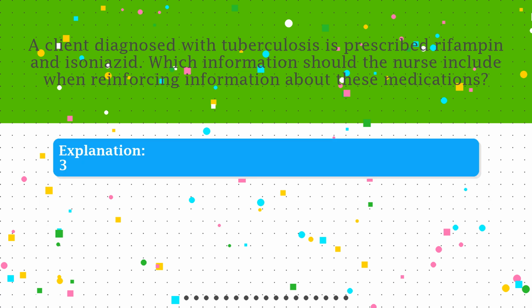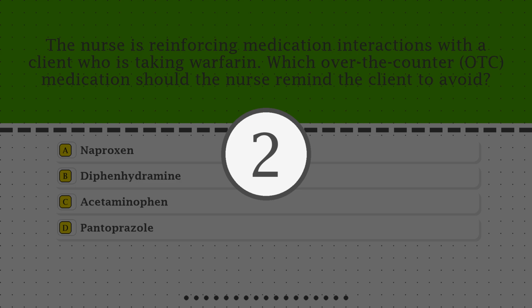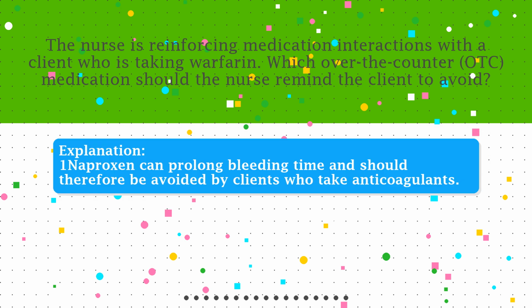Question 2. The nurse is reinforcing medication interactions with a client who is taking warfarin. Which over-the-counter, OTC, medication should the nurse remind the client to avoid? Option A. Naproxen. Option B. Diphenhydramine. Option C. Acetaminophen. Option D. Pantoprazole. The correct answer is option A. Naproxen. Naproxen can prolong bleeding time and should therefore be avoided by clients who take anticoagulants.